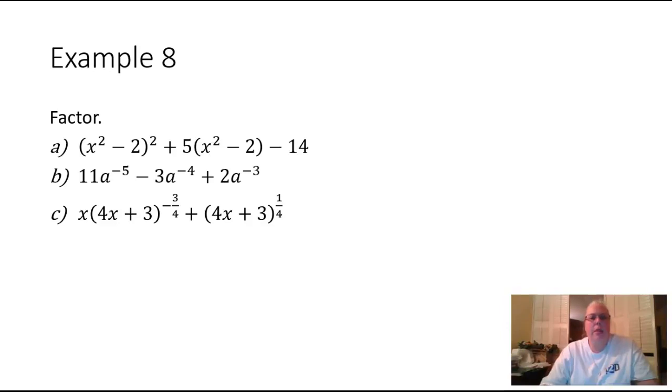This is example 8 from lesson R.3. These last three problems that we're going to factor are kind of special cases. Now for A, you'll notice you have (x minus 2) quantity squared plus 5 times the quantity (x squared minus 2) minus 14. So this looks like something that ought to be factorable, and it actually is.